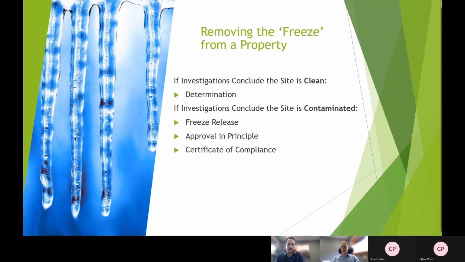On the other hand, if the investigations conclude the site is contaminated, you will likely need to determine how widespread and deep the contamination is before you can get one of these three ministry documents. They include a freeze release, an approval in principle, or a certificate of compliance. A freeze release is a document which basically allows the permit to be approved if the remediation is going to be completed in conjunction with the development.